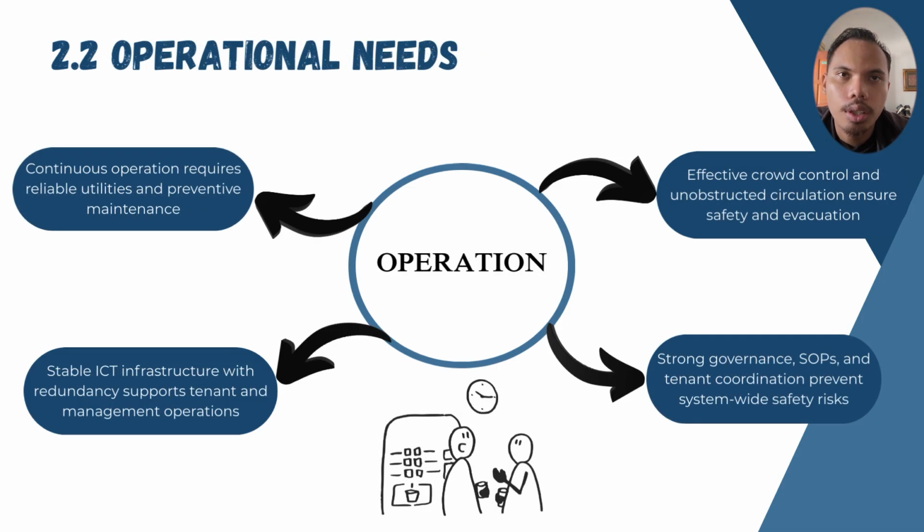Next are the operation needs. First, continuous operation requires reliable utilities and preventive maintenance. Second, effective crowd control and unobstructed circulation ensure safety and evacuation. Third, strong governance of SOPs and tenant coordination prevents system-wide safety risk. Lastly, stable ICT infrastructure with redundancy supports tenant and management cooperation.